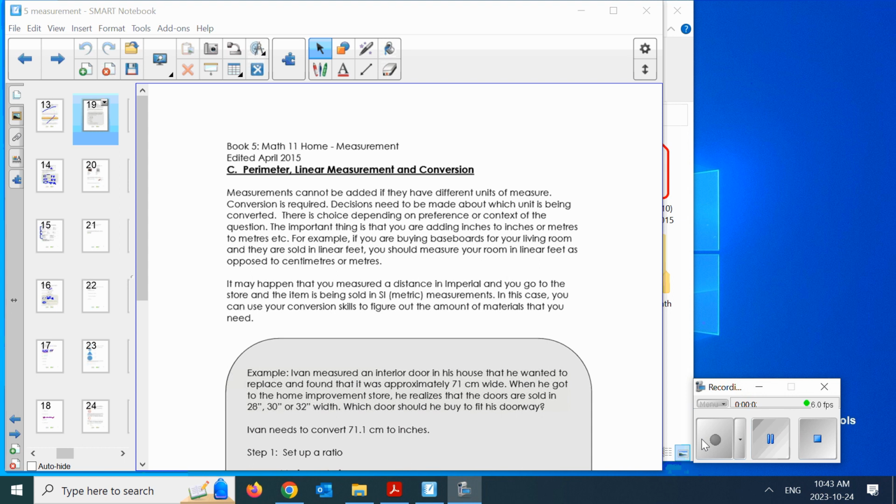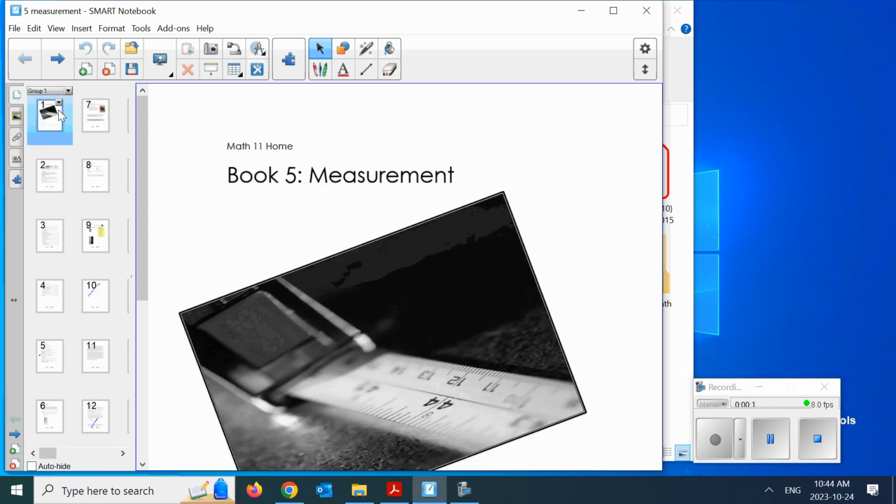Welcome to Math 11 in the AM. We'll look at perimeter and linear measurement conversions. This is all part of the measurement booklet. So we're on the 18th page.